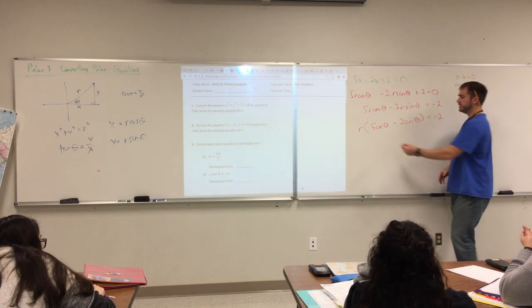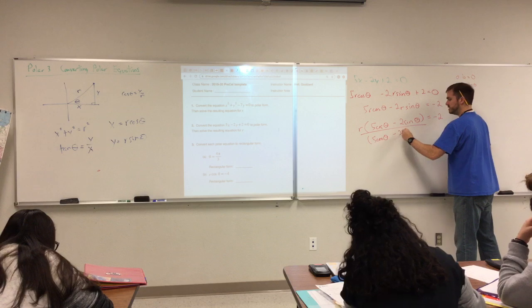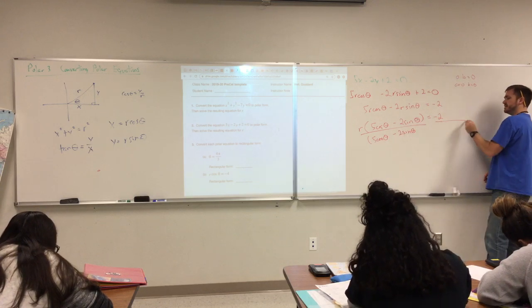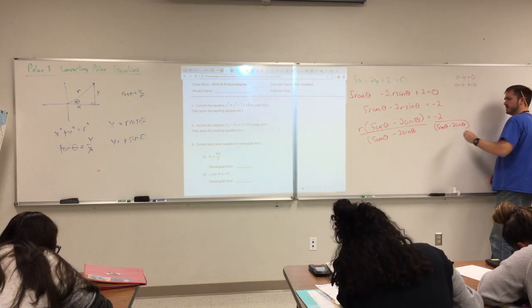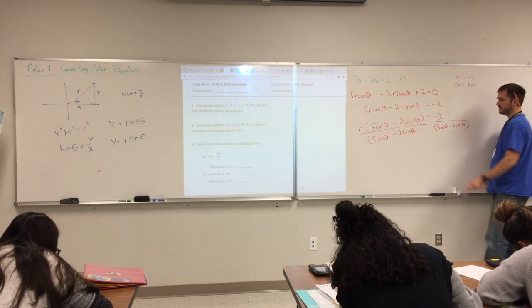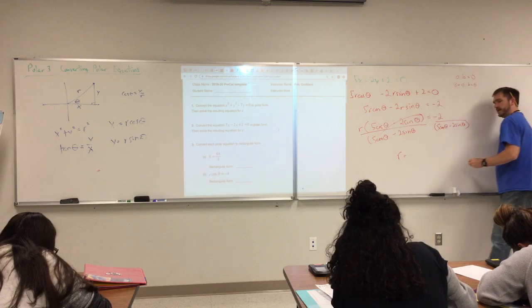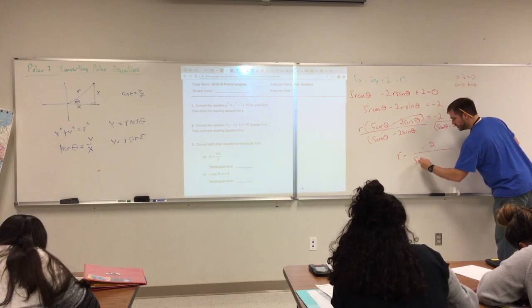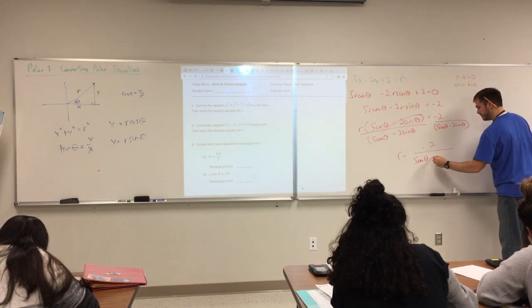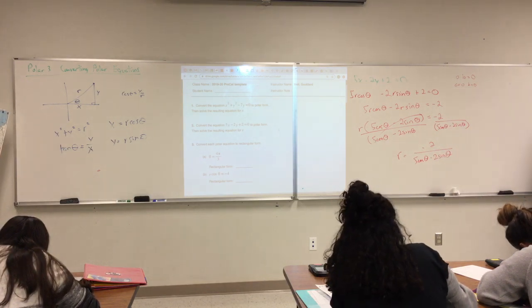In this case, that doesn't even really bother us because I have r right in here and I don't have any r's in here. So literally I can just divide this whole side by 5 cosine theta minus 2 sine theta, and divide the other side by 5 cosine theta minus 2 sine theta. Anything divided by itself reduces to 1. And I get the formula r equals -2 over 5 cosine theta minus 2 sine theta. What a strange equation, but the right one.